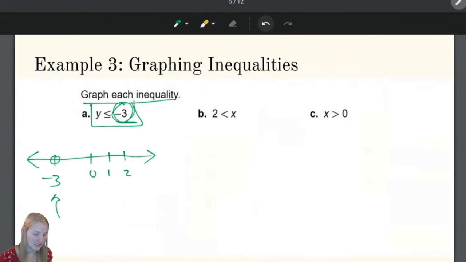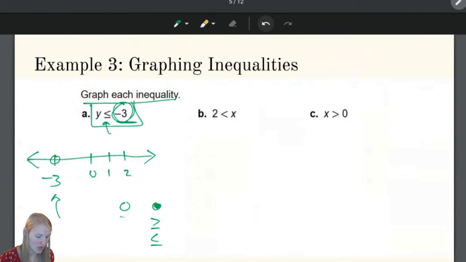And I have to decide, is it open or is it closed? The way that I decide that, which we kind of talked about earlier, is the symbol that is in between y and the number we care about. We have y is less than or equal to. Remember, when you have or equal to, you use a closed circle.